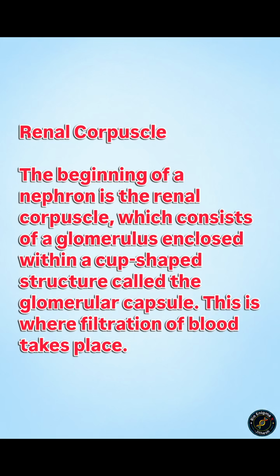Renal corpuscle. The beginning of a nephron is the renal corpuscle, which consists of a glomerulus enclosed within a cup-shaped structure called the glomerular capsule. This is where filtration of blood takes place.